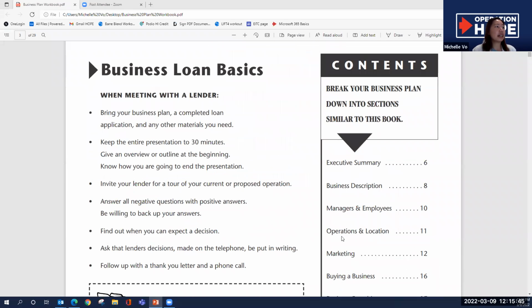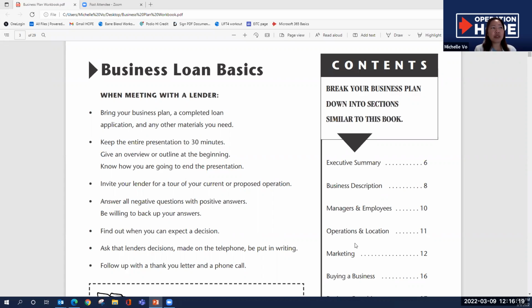Continuing on the business loan basics. When meeting with the lender, it would be great if you can bring the business plan, which is something we are going to talk about today, a complete loan application, and any other material you think could support your business as part of your business plan. If you plan to do a presentation, keep it under 30 minutes. Give an overview of the outline at the beginning and know how you are going to end the presentation.